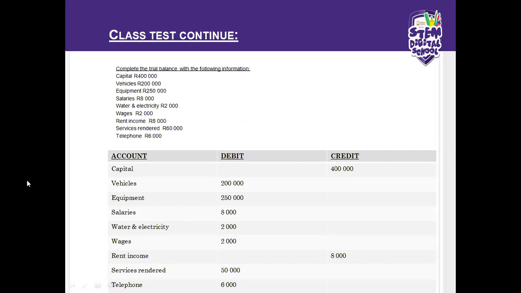Let's start from the top. Capital, 400,000. Remember, think of Lady Adelette, the C for capital, so it must be in the credit column. Vehicles, 200,000 in the debit column. Why? Because vehicles is an asset. Assets are always in the debit column.